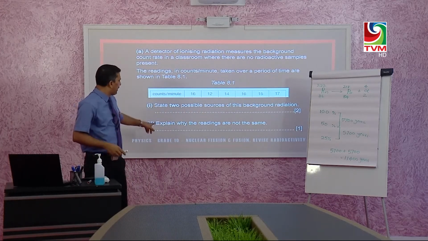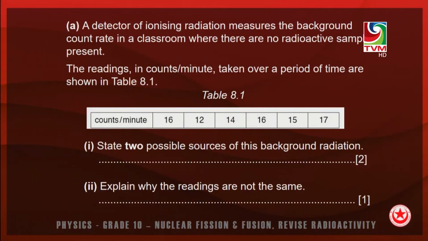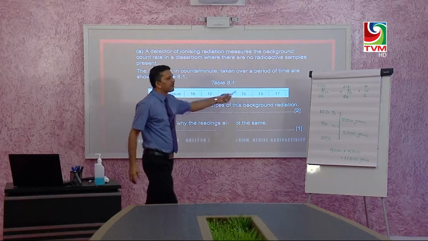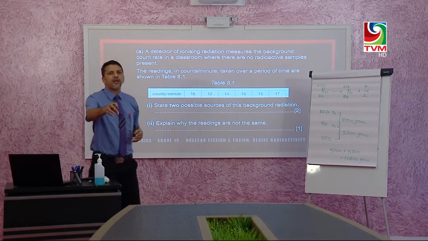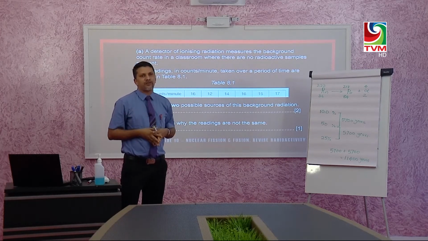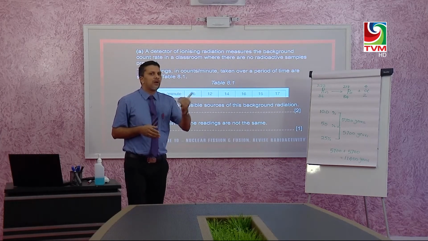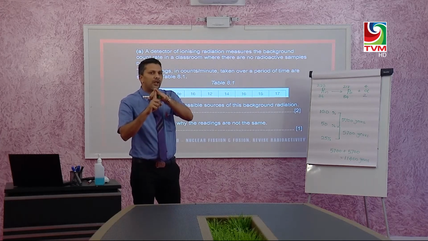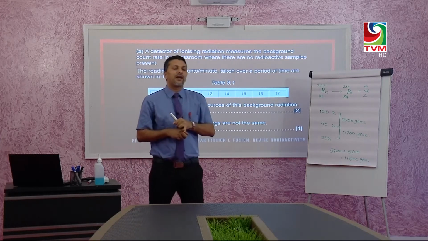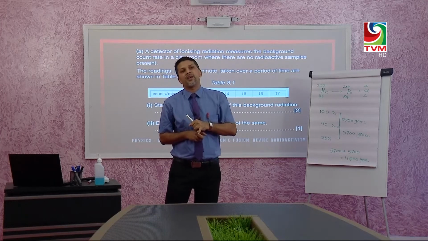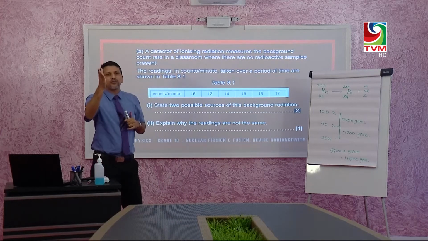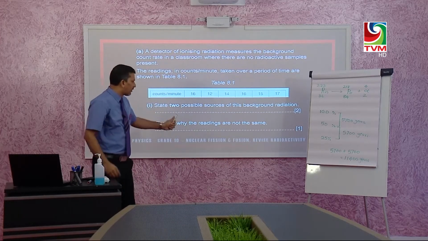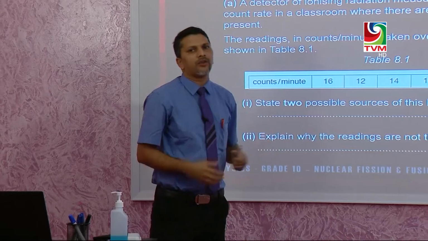Then the second one: explain why the readings are not the same. We are not using any source, only background radiation, but the readings are not the same. This point you have to remember: radioactive process is a random process or spontaneous process. The two words we use are random or spontaneous. That is the answer here.